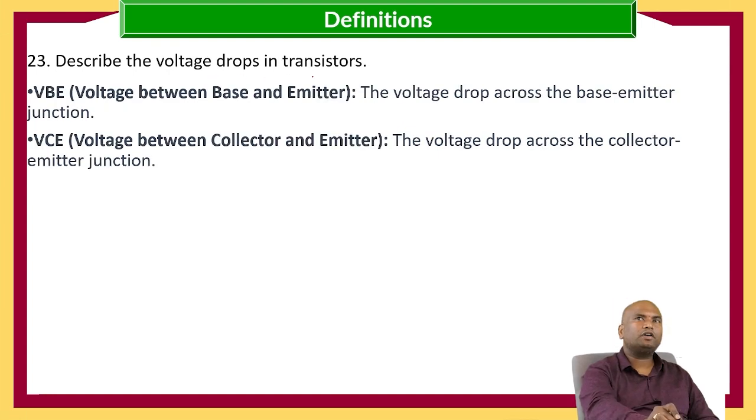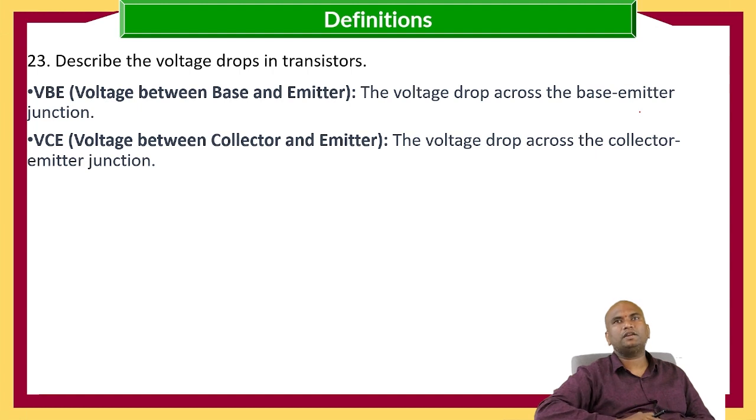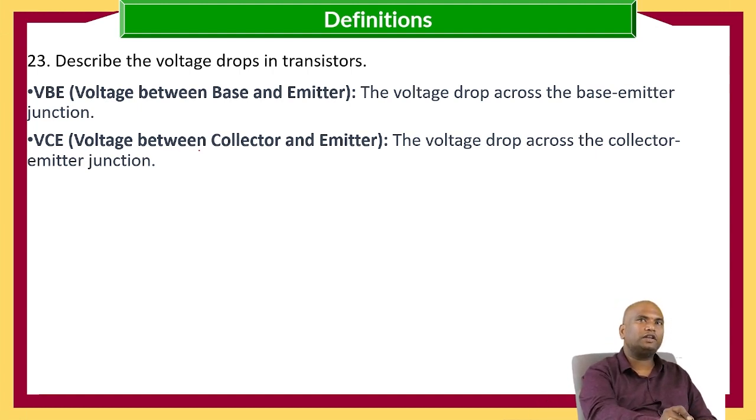Describe the voltage drops in the transistors. VBE is the voltage between base and emitter. The voltage drop across the base and emitter junction is called VBE, that is voltage between base and emitter. VCE is the voltage between collector and emitter, the voltage drop across the collector and emitter junction.